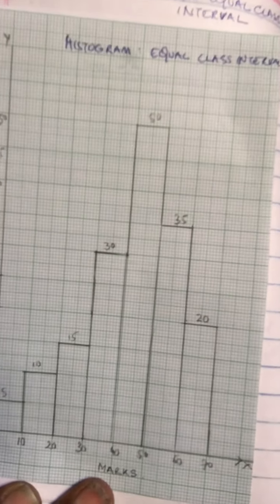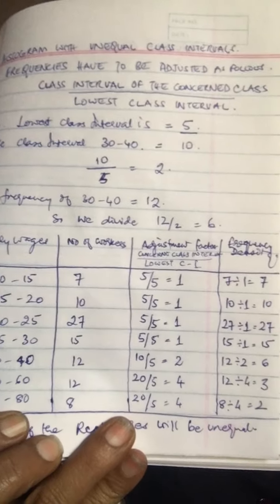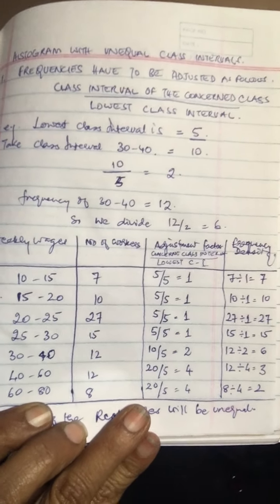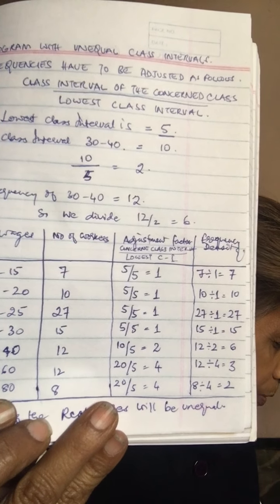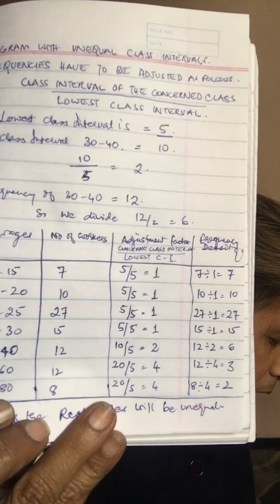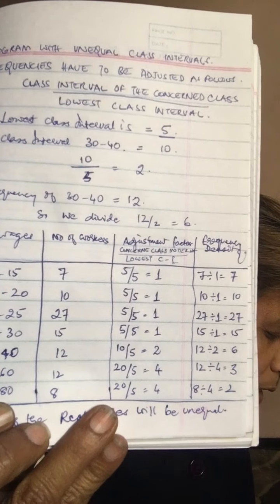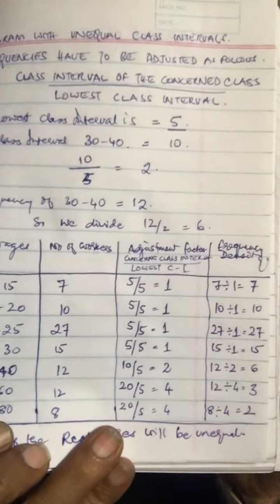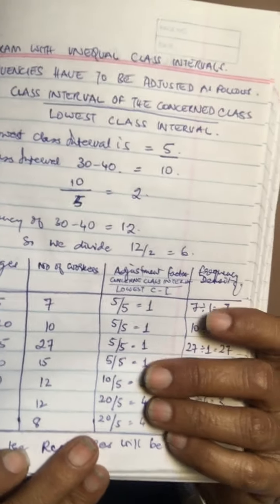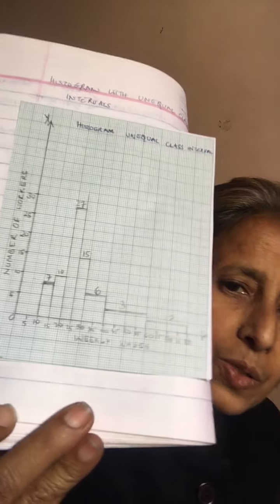Having done this, we talked about histograms of unequal class intervals. When you have histograms of unequal class intervals, what we have to do is adjust it. That's very important. Before presenting the data in the form of graphs, frequencies of unequal class intervals are adjusted. So how will we do it? I'll explain it to you later. Just have a look first. Can you see this?